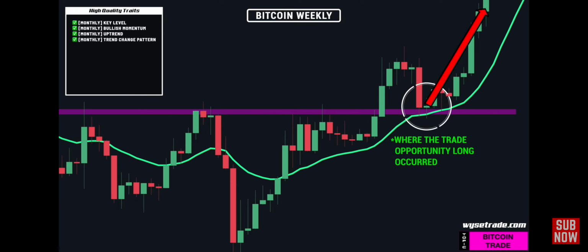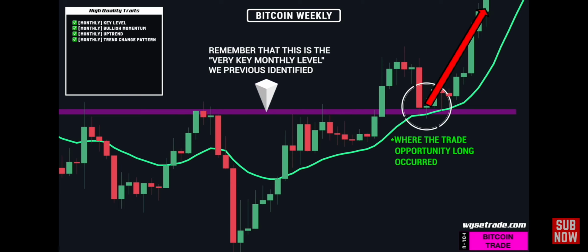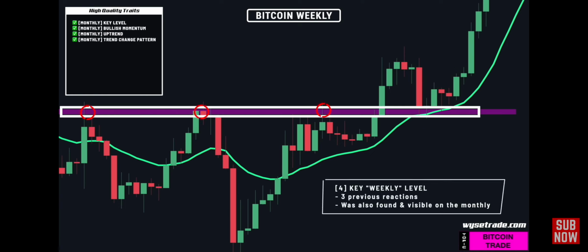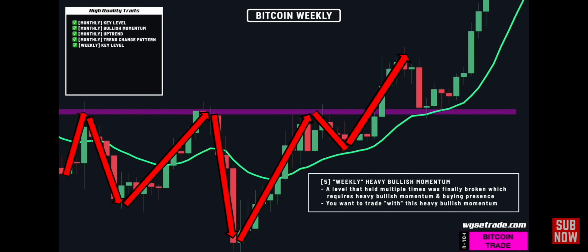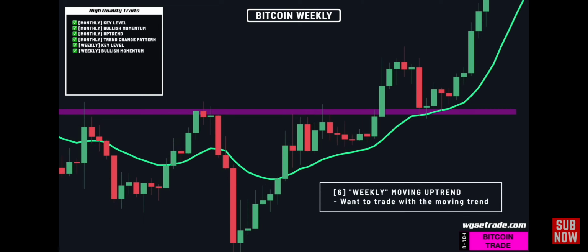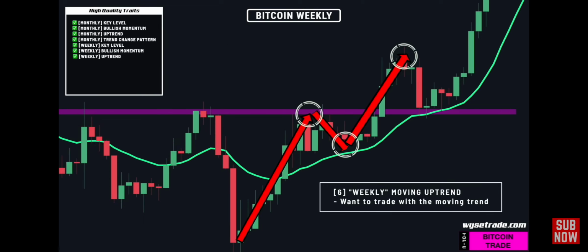This is where the trade opportunity long occurred, which was at the key monthly level and now also the key weekly level. Again, things you find on the higher time frames hold more weight. So first, you had your very key weekly level. Next, this level that held 3 times previously finally broke through, which shows how much bullish momentum and buying presence had entered the market. Next, we are also in a clear moving uptrend through the higher highs and higher lows.